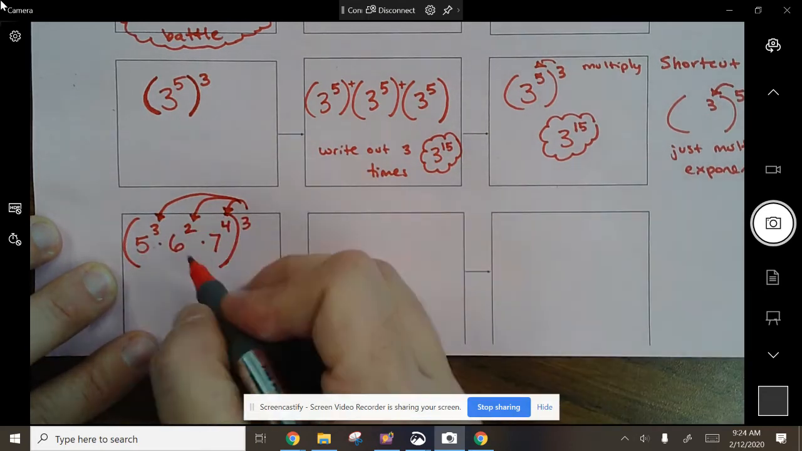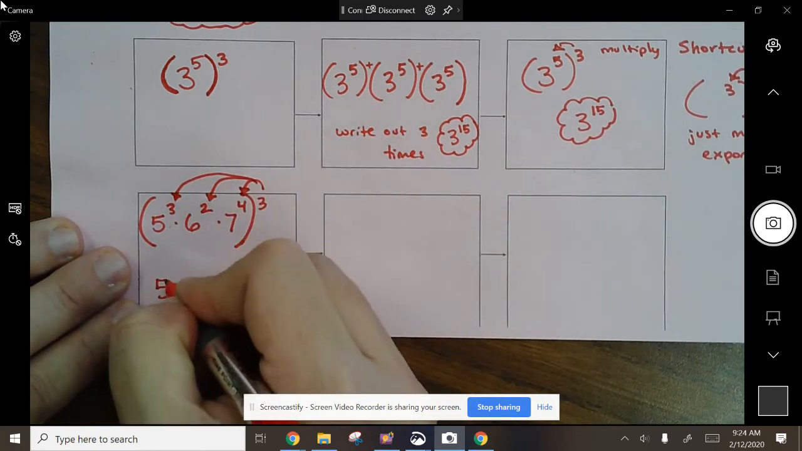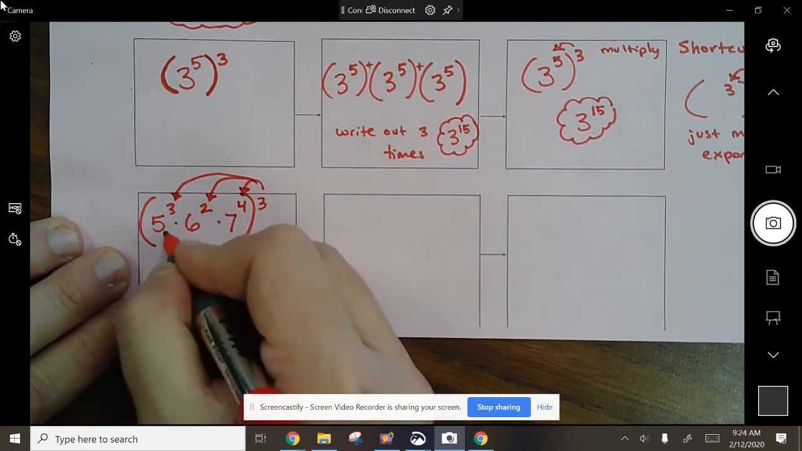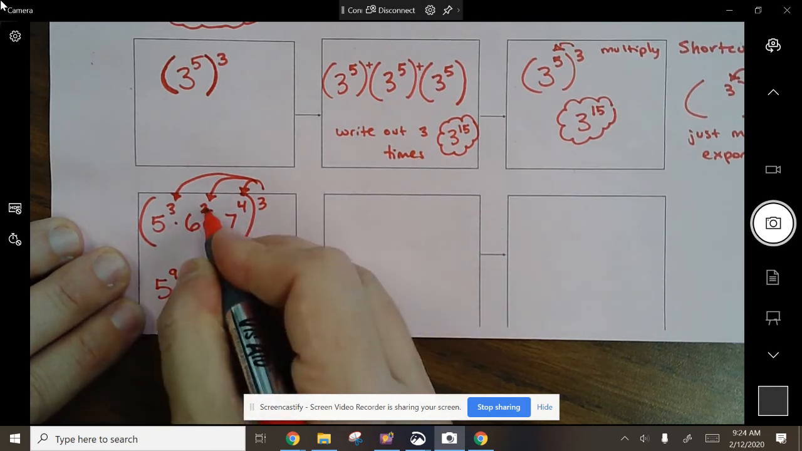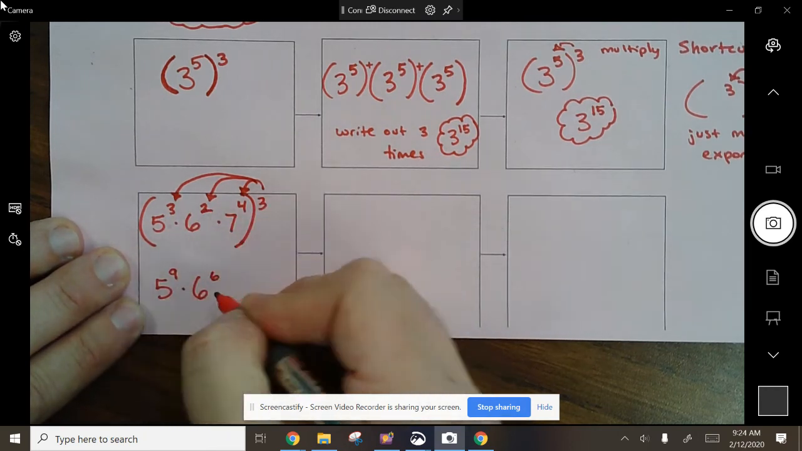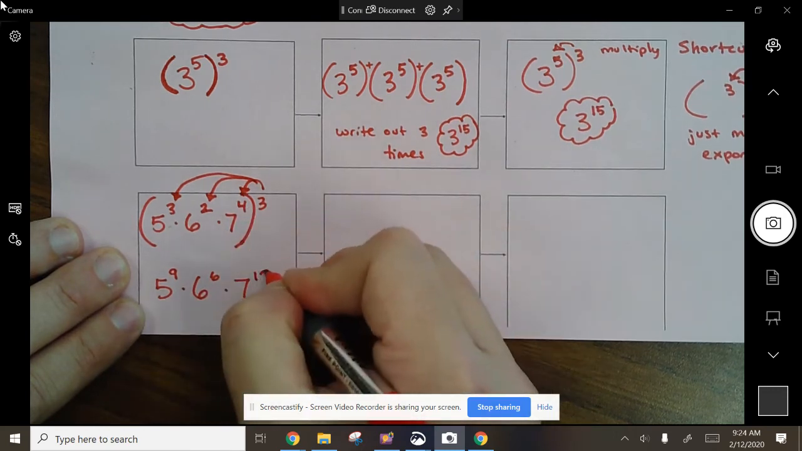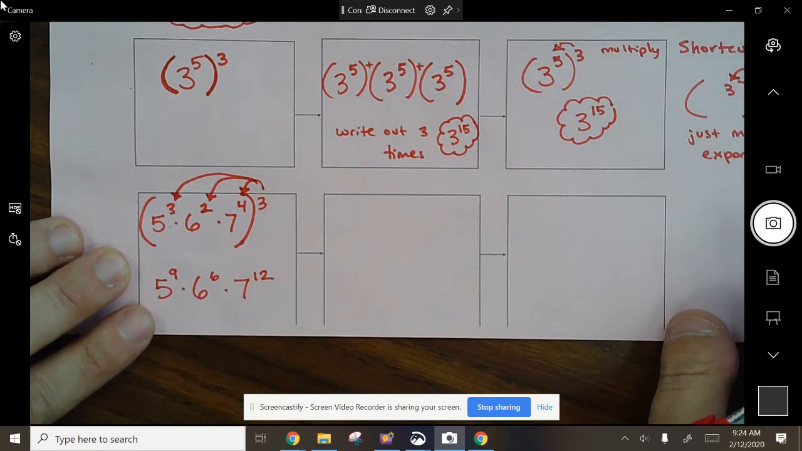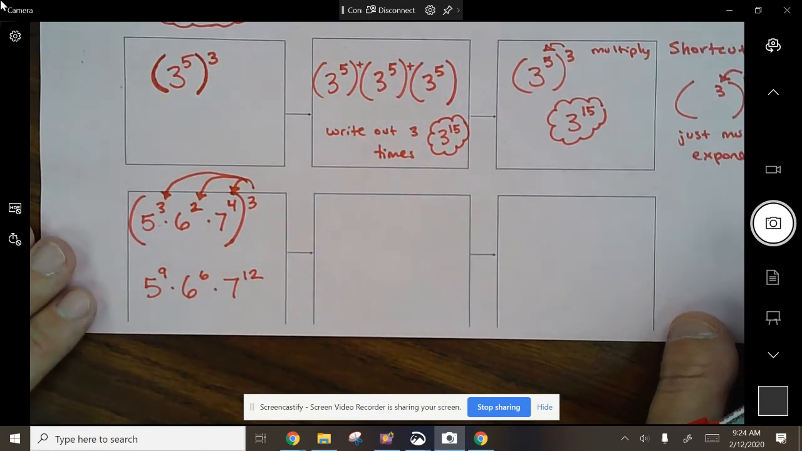All right. So when I do that, I'm going to get 5 to the 9th. Do you see that? 3 times 3, 6 to the 2 times 3 is 6, 7 to the 4 times 3 is 12. Okay. That's a challenging problem, but I know you guys can handle that.